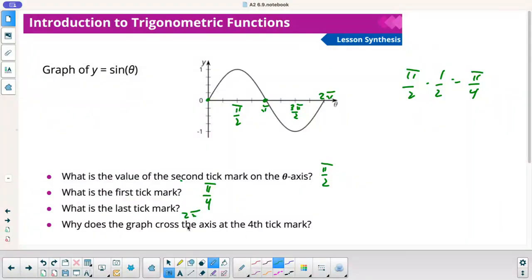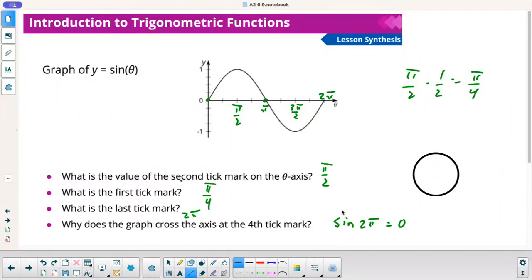And why does it cross the x-axis at the fourth tick mark? Well, I would say the sine of 2 pi equals 0. And if you think about your unit circle, when you get back here at 2 pi, this has a sine of 0. So the y-coordinate is 0, okay?